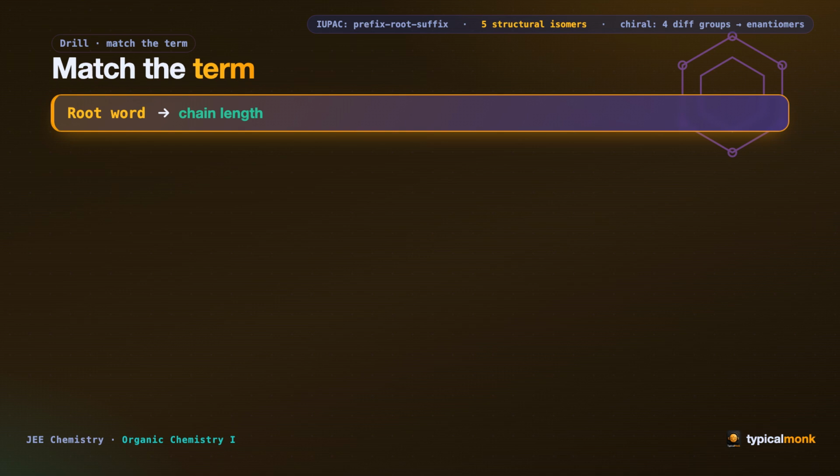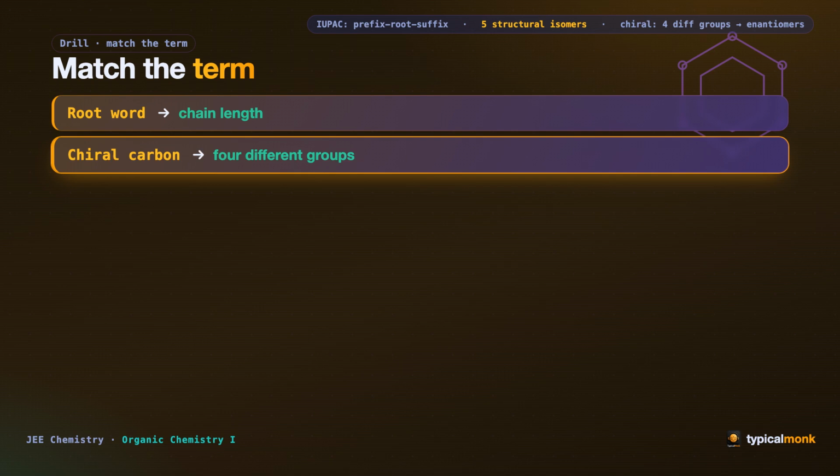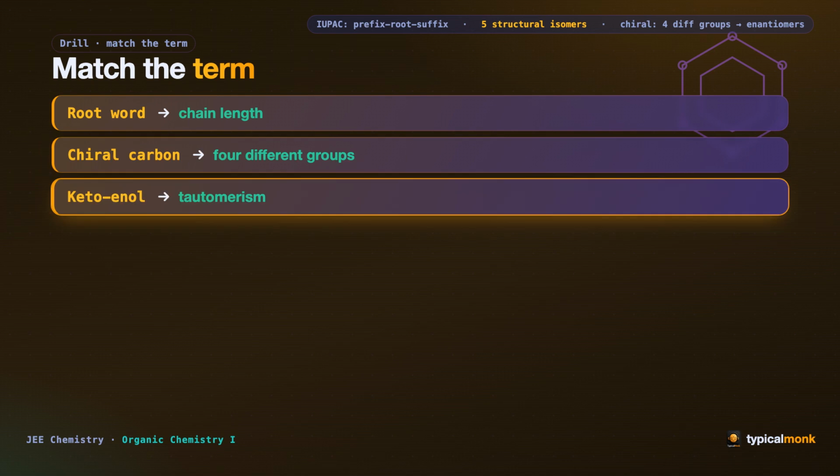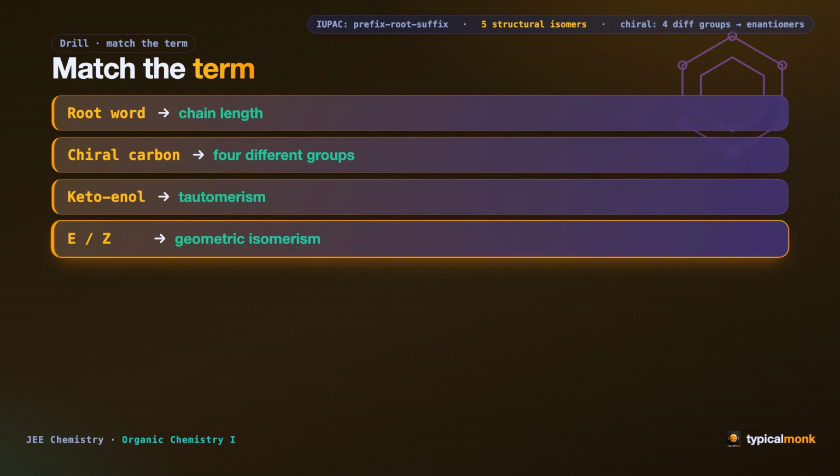Now match each term to its meaning. The root word goes to the chain length. A chiral carbon goes to 4 different groups. Keto and enol go to tautomerism, and E and Z go to geometric isomerism. 4 pairs, each worth memorizing.